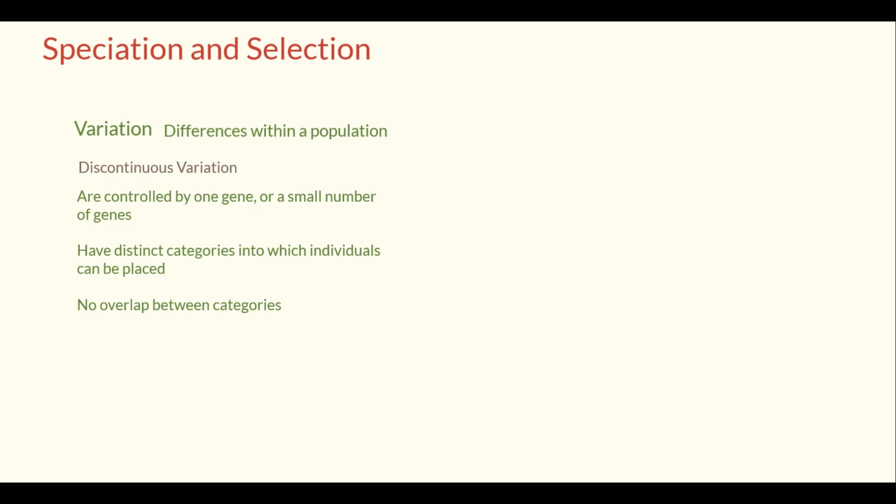Discontinuous variation is controlled by a single gene, and there are no overlaps between the categories. So this could be things such as eye colour or blood group, or when they have a specific category that you fit into. To represent this in a graph, we would draw a bar chart. There should be gaps between each of the bars.